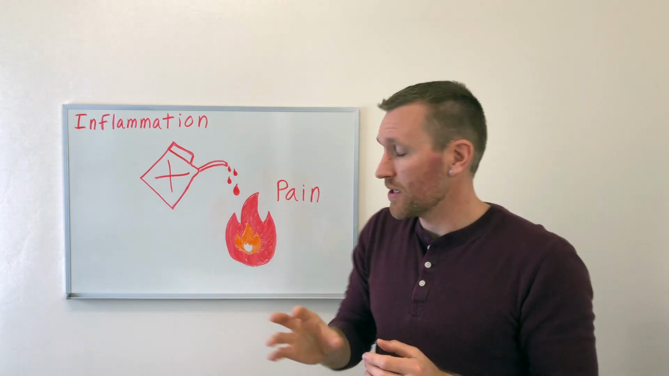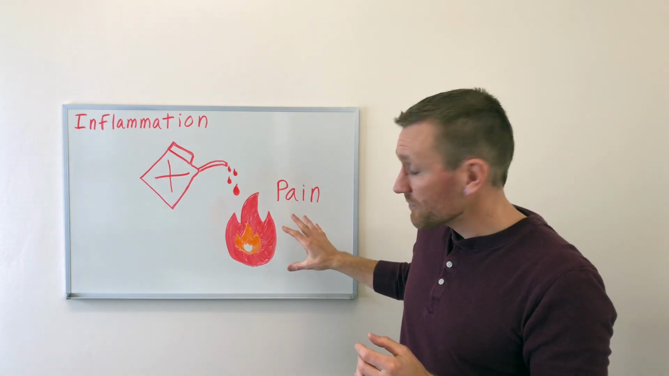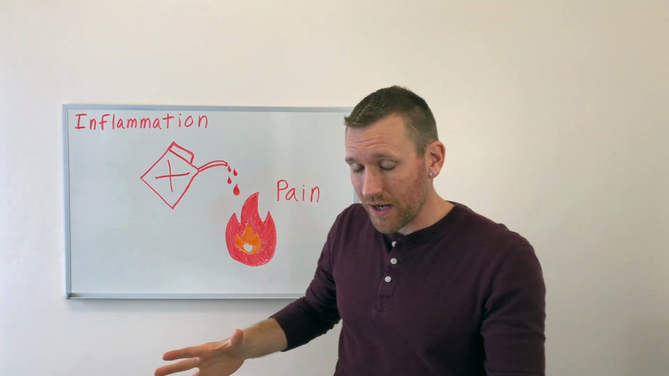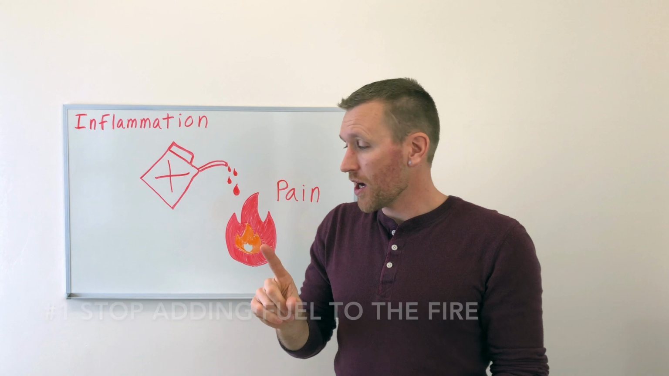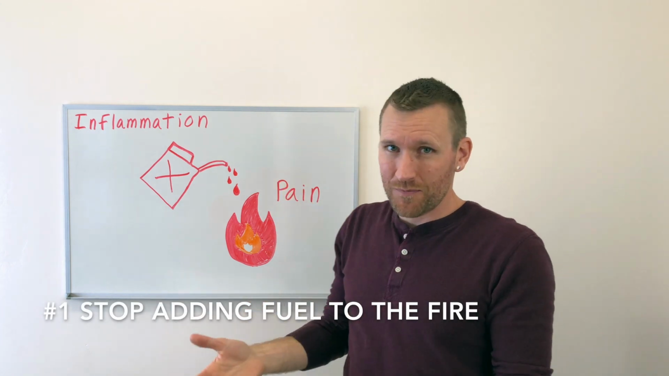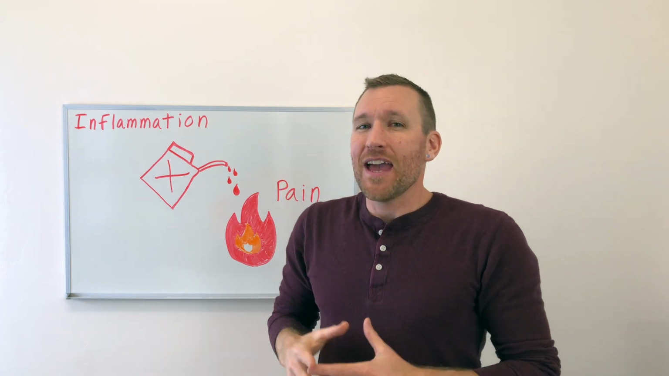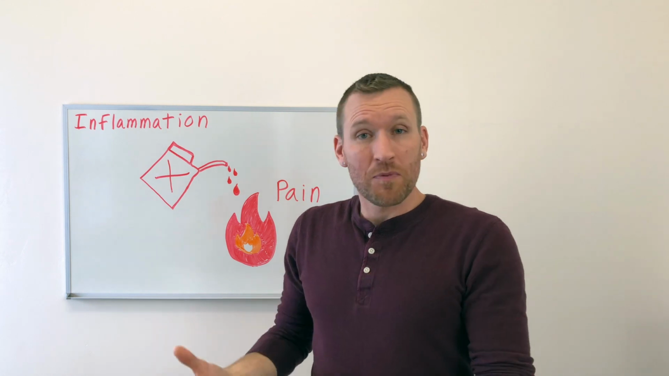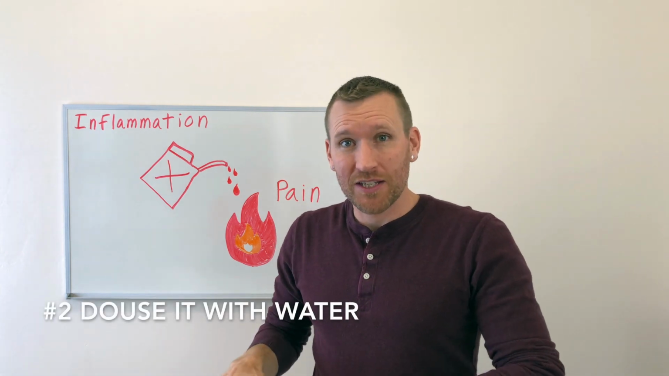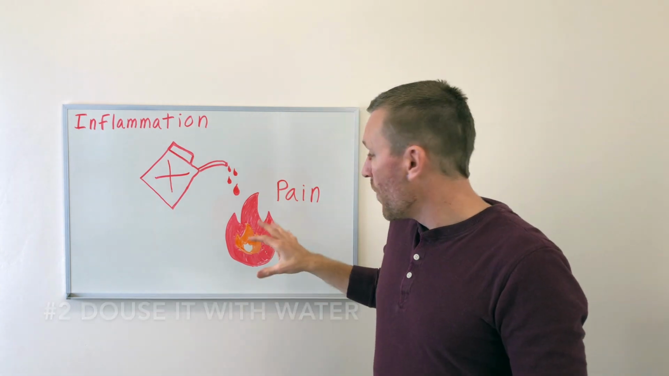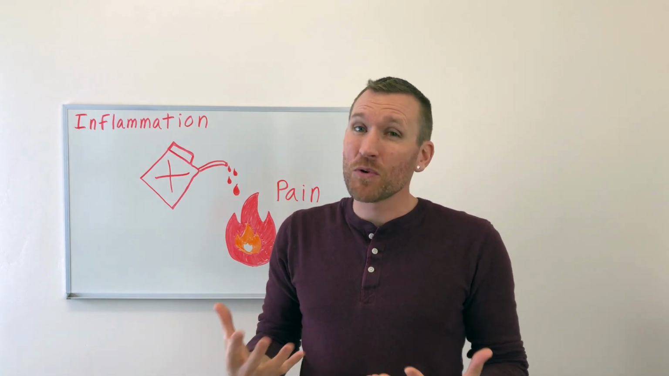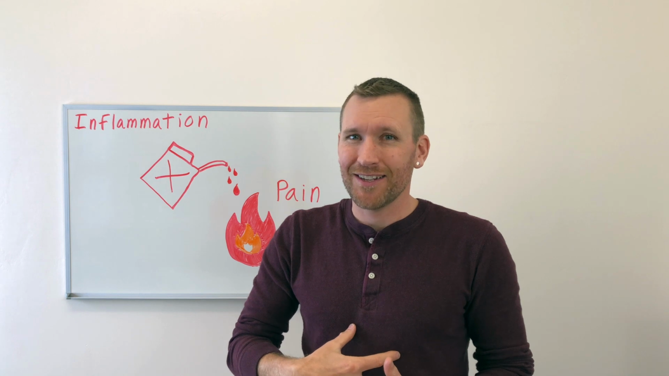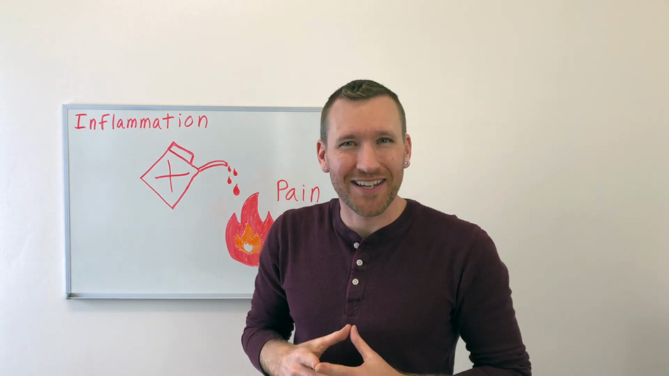A helpful analogy is to think of inflammation like a fire, okay? If you have this raging campfire and you want to put it out, there's a couple things you need to do. First off, you need to stop adding fuel to the fire, okay? And secondly, you might want to dump a big bucket of water on there and really douse it and get it put out, right? So where's the fire in the body? Where's the biggest source of inflammation in our body? Most often it's coming from the gut, right? So how do we put out the fire in the gut?